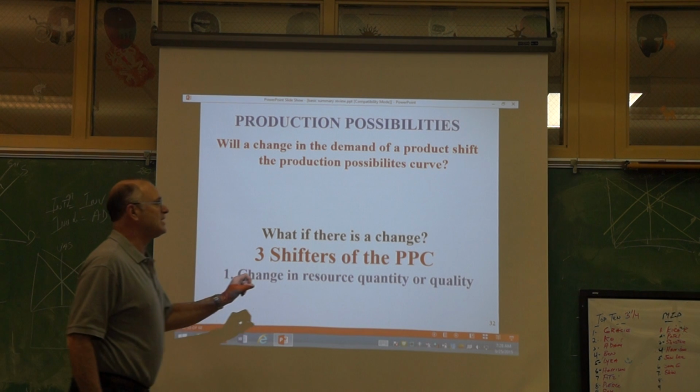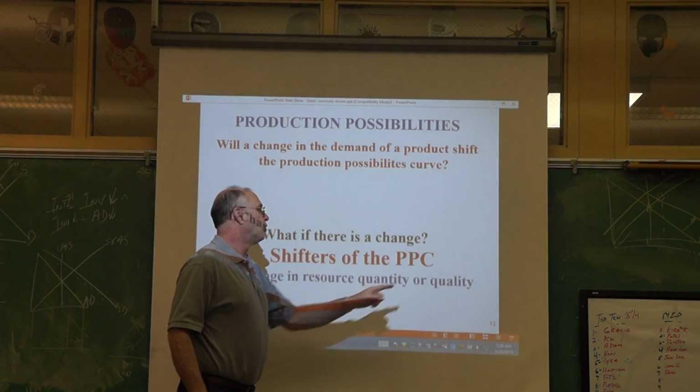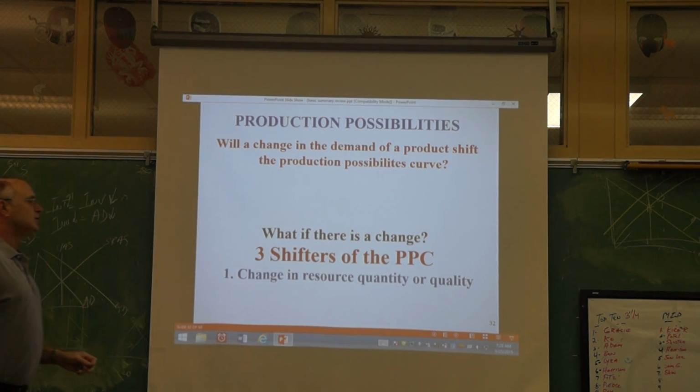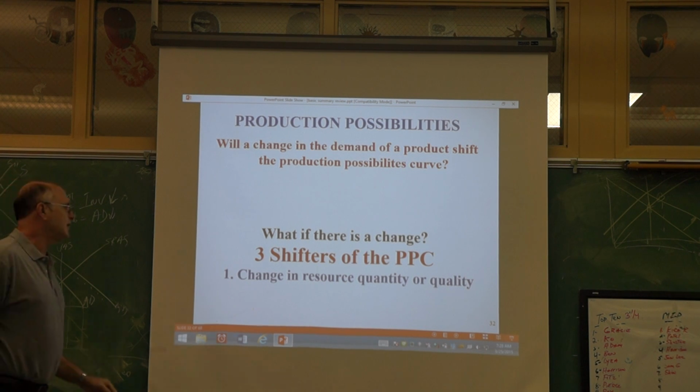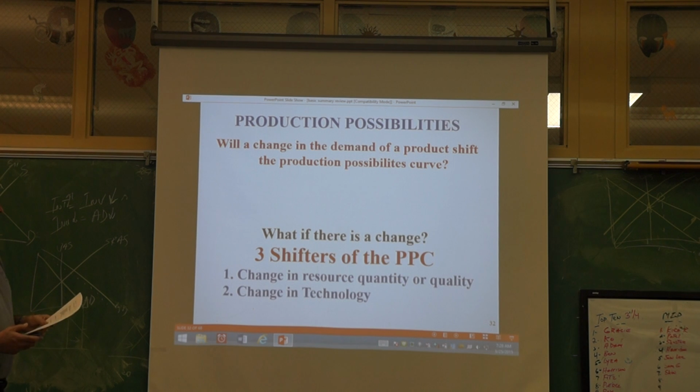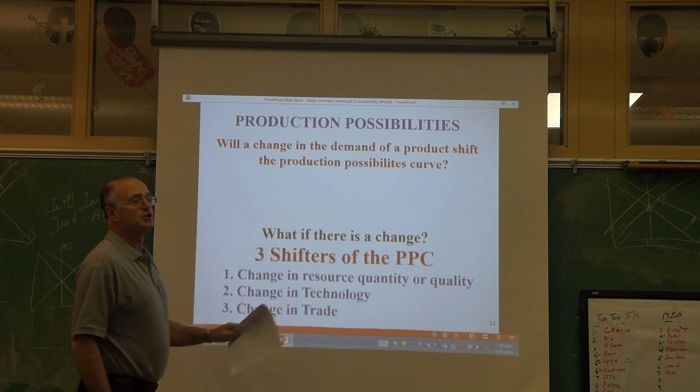One is change in resource quantity or quality. Okay? Change in resource quantity or quality. The second is change in technology. And the third, and we're going to get to that last unit, is change in trade.